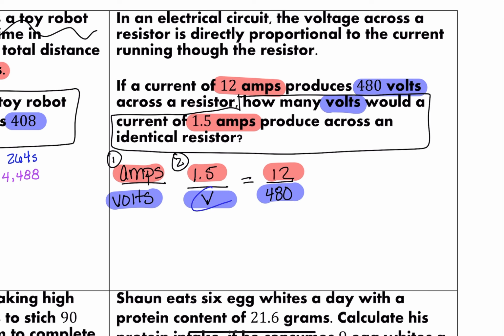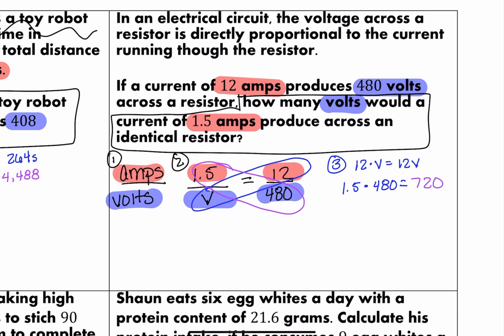So step 3 is going to be to multiply. So step 3, I'm going to take 12 times V, which is 12V. And I'm going to take 1.5 times 480, which is, I should have done it in a different color, sorry. So I'm going to take 1.5 times 480, which gives me 720. So I'm going to go ahead and do 12V equals 720.